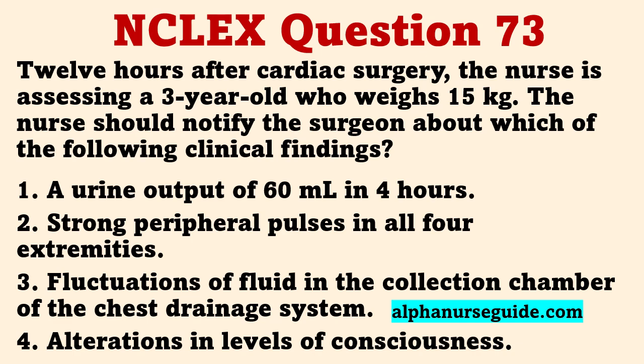Strong peripheral pulses indicate adequate cardiac output. Drainage from the chest tube should show fluctuation in the drainage compartment of the chest drainage system. The fluid level normally fluctuates as proof that the apparatus is airtight. On about the 3rd postoperative day, the fluctuation ceases, indicating the lungs have fully expanded.